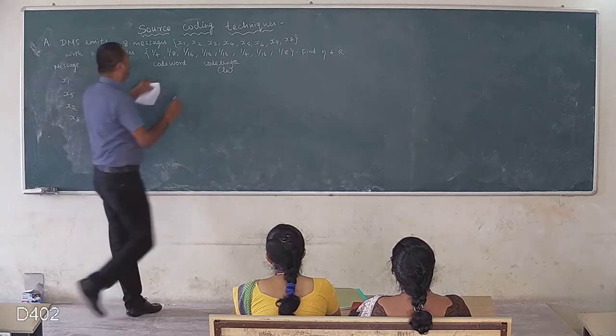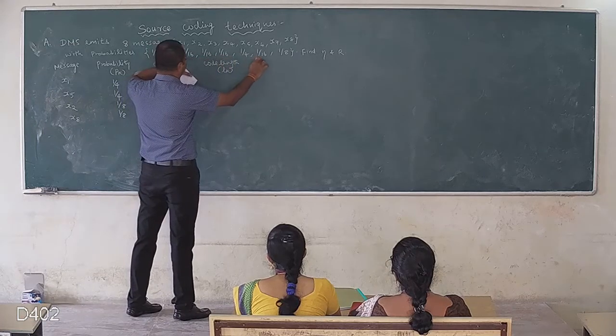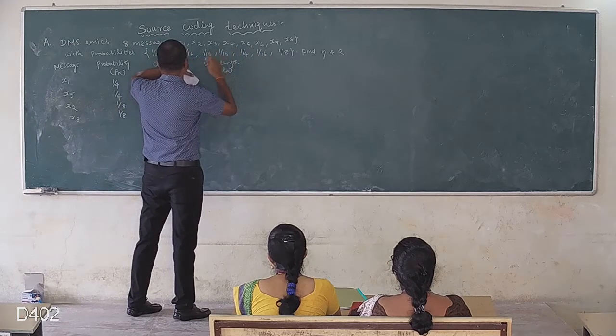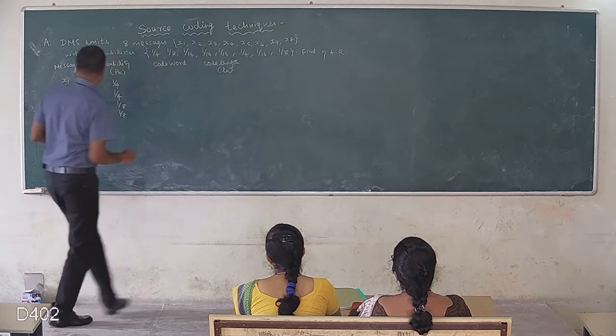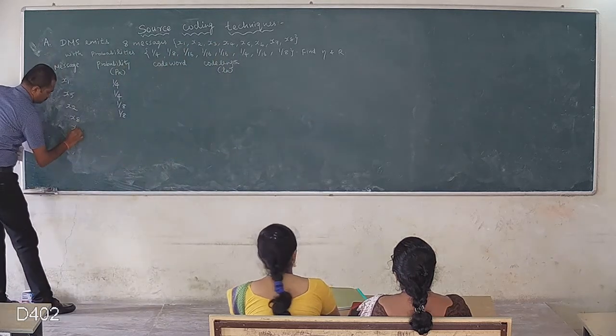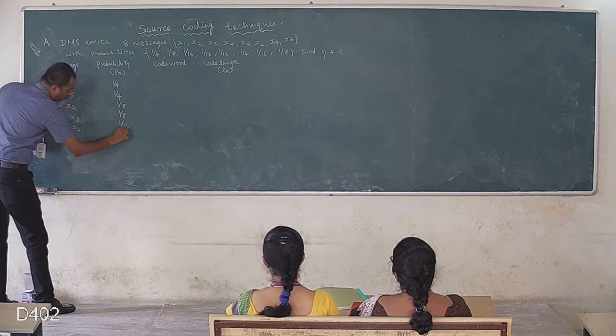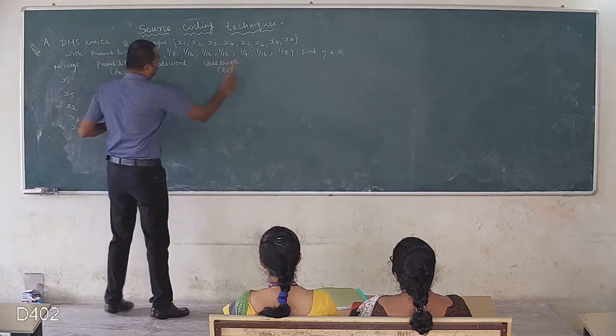Then 1 by 16, 1 by 16, 1 by 16, 1 by 16. Of course, all are equal. That is for x3, 1 by 16. Then x4, x5.